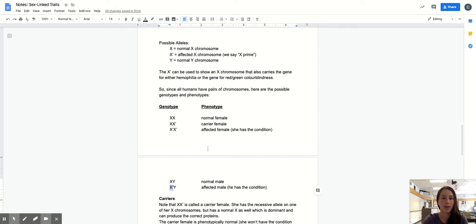So if you notice these, look at how there are three different possibilities for biological females, and there's only two for males. So you actually have more of a chance of not being affected by whatever this sex-linked condition is if you're a female than if you're a male. So I've made some little props here to kind of go over this a little more in detail.